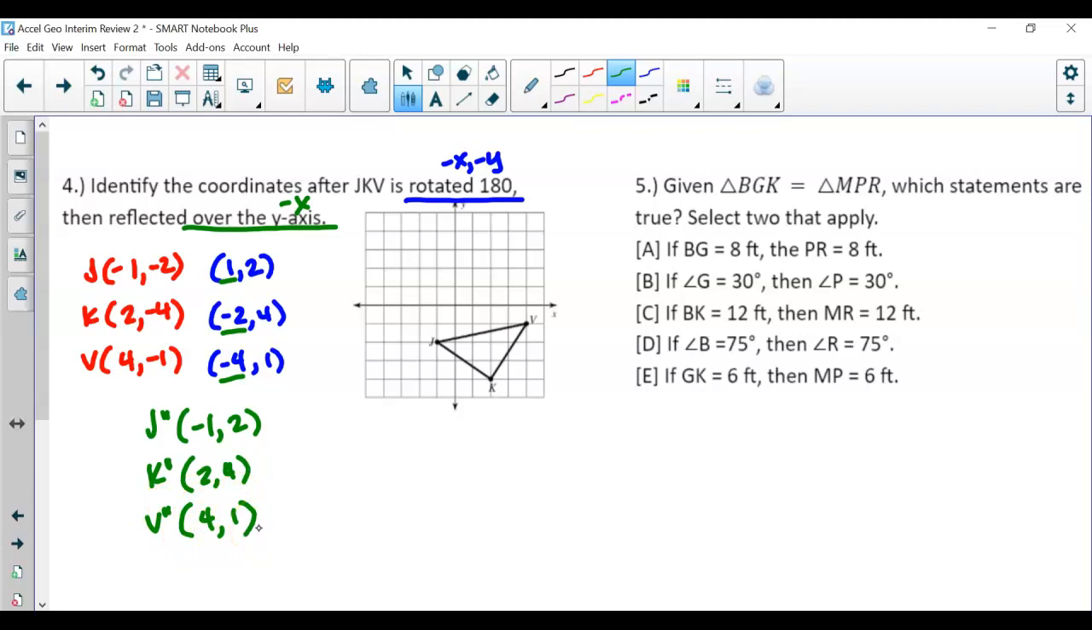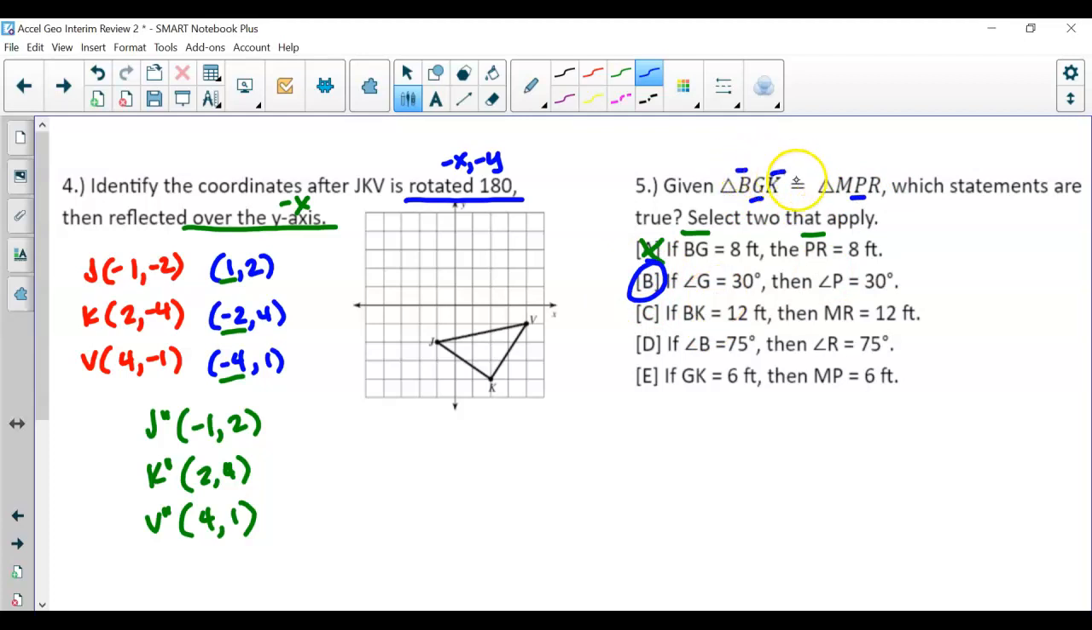Then here, based on our statement, the congruent statement of two triangles, we have to select which are true. So BG and PR, are they both 8 feet? BG, PR, no, because they're not in the same position. Remember, the corresponding parts are what are congruent. Angle G and B are the same. So GP, yes.